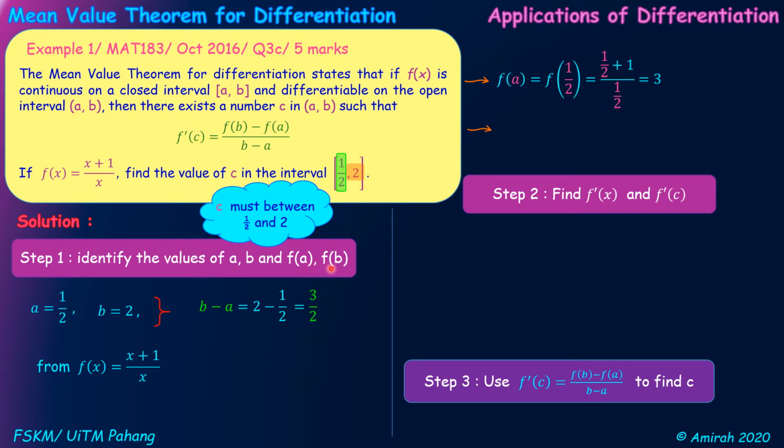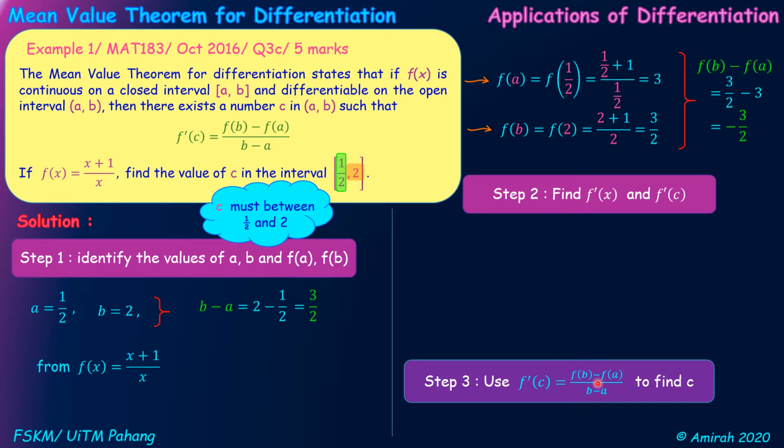Then we need to find f(b). f(b) equals, we replace b equals 2, into x in f(x). After we simplify and solve, we get f(b) equals 3 over 2. After we find f(a) and f(b), we can solve f(b) minus f(a). f(b) equals 3 over 2 minus f(a) equals 3. After we solve, we get f(b) minus f(a) equals negative 3 over 2. So now we are done finding the right hand side of the formula.